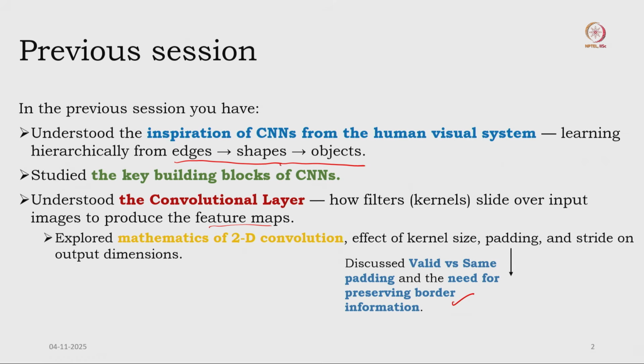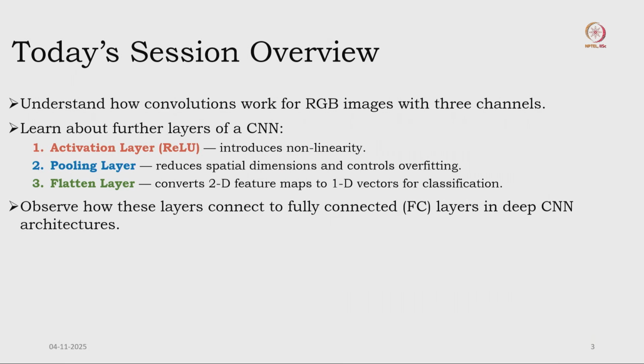We have also seen a concept called stride, where the stride can be 1, 2, and it is a hyperparameter. Basically, this controls how the filter moves over the input, and different stride sizes have a different effect on the feature map size. This is all what we saw in the previous session, where you understood the convolutional layer applied on grayscale or binary images.